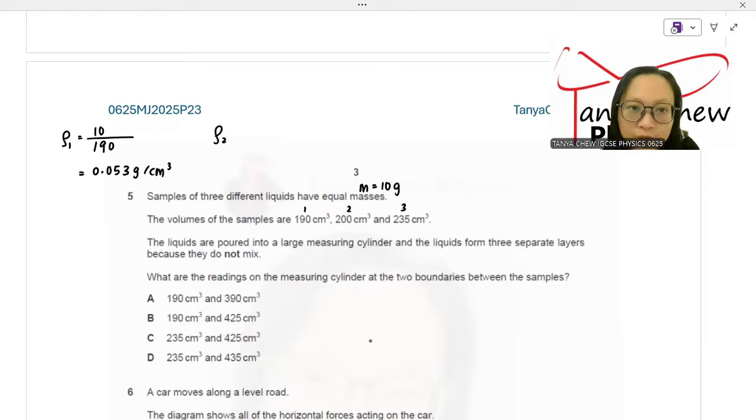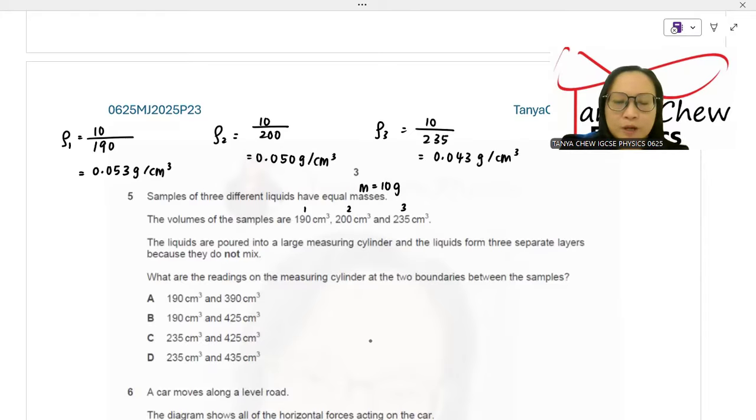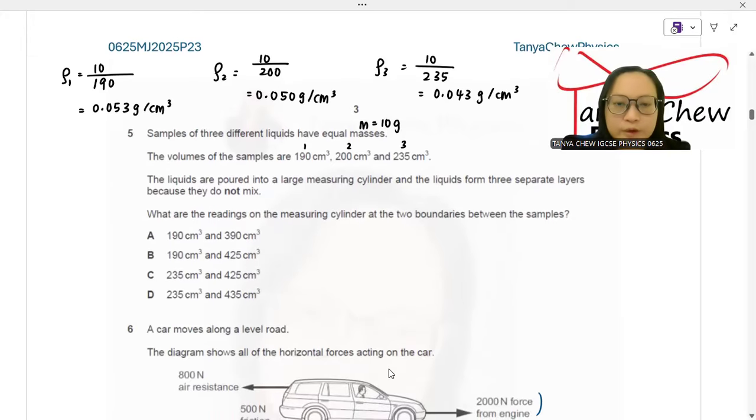What about the density of liquid 2, volume 2? 10 divided by 200 and I got 0.050 gram per cm cube. And the density of liquid 3, volume 3, which is 10 divided by 235 cm cube, and I got 0.043 gram per cm cube. Could you see that liquid 3 is the least dense? Right. So that is why it will be floating on top of the measuring cylinder.